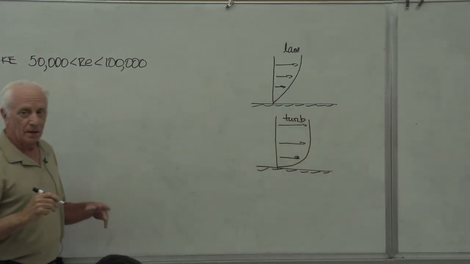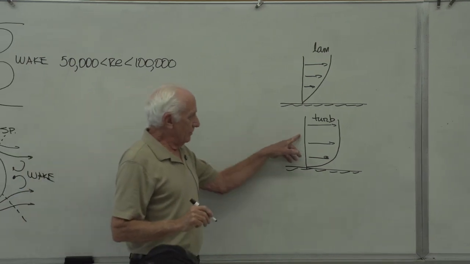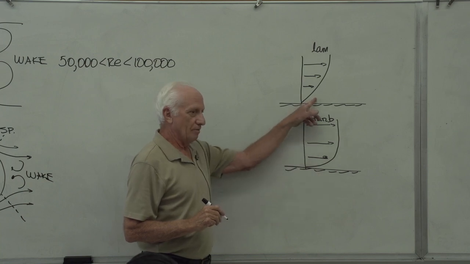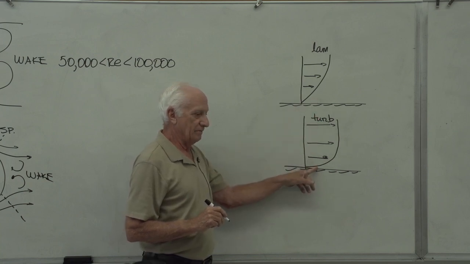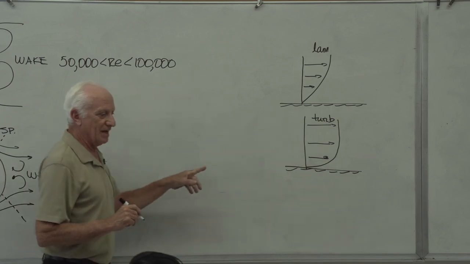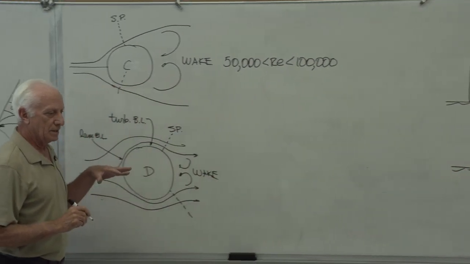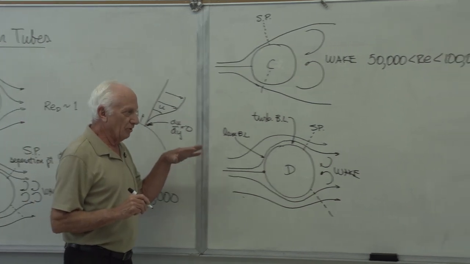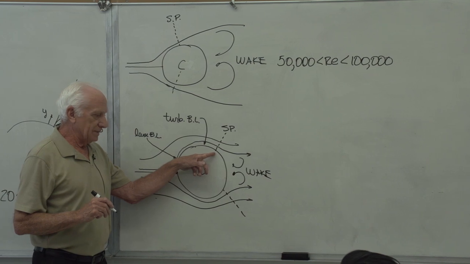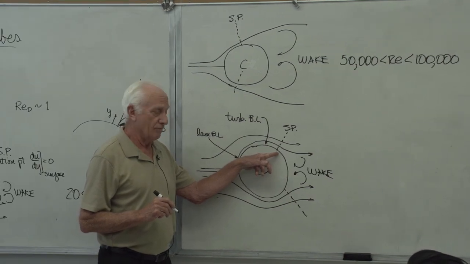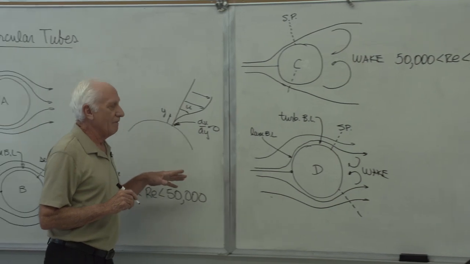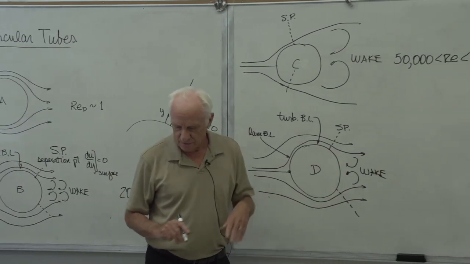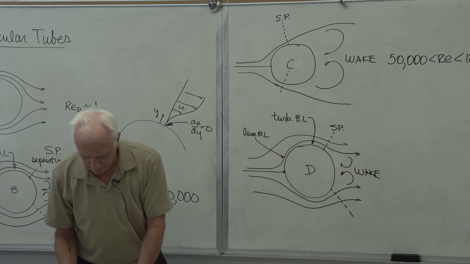What's the difference in them? The difference is the turbulent velocity profile, the velocity is bigger near the boundary than the laminar profile. Bigger velocity vectors. The bigger velocity means they have more momentum, m times v. They stick to the surface longer because of that momentum, and so they don't separate until they get around the backside of the cylinder. Eventually they do, but it takes longer. So by transiting from laminar to turbulent, you reduce the wake region.